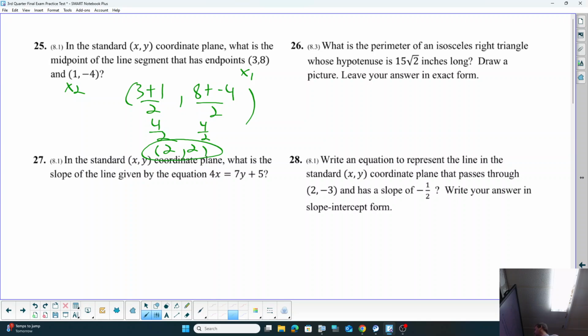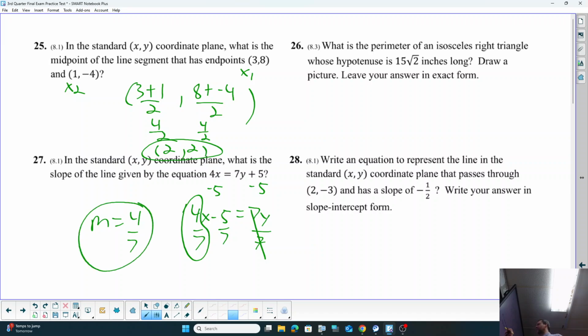Can you find the slope of this line? Yeah, I can. If I minus 5 to the other side first. And then how do we solve for y? If you divide by 7, divide by 7, divide by 7, we get our slope. So slope is equal to 4/7. What is the slope of the line? You know how to do this. You know this. We just did it.